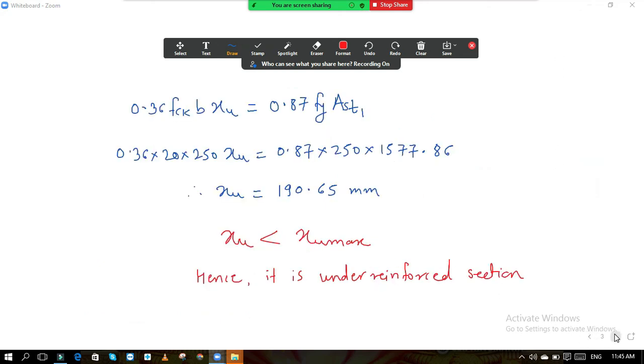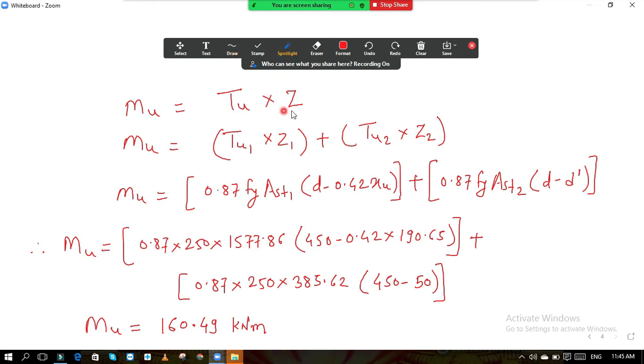Here we have got an under reinforced section. That is why we have used the formula Tu into Z. If our section is a balanced section, or if we got an over reinforced section but we are designing it as a balanced section, then you should use the formula Cu into Z, and in that case it will be Cu1 Z1 plus Cu2 Z2, and you need to put the values of Cu, whatever they may be. Here we have got the under reinforced section, so that is why it is Tu into Z, Tu1 Z1, Tu2 Z2.